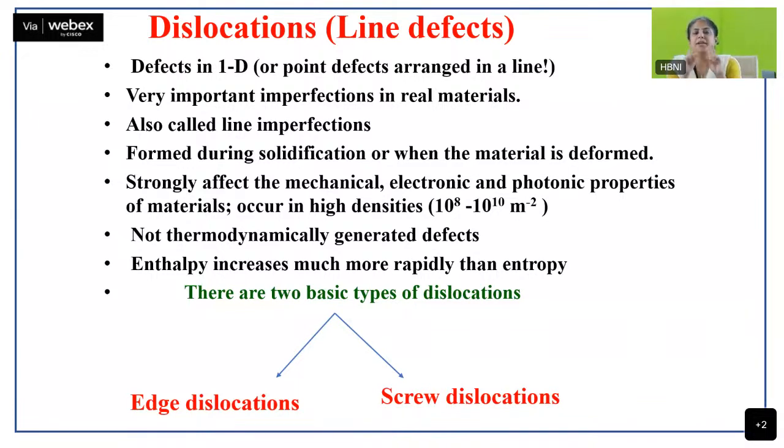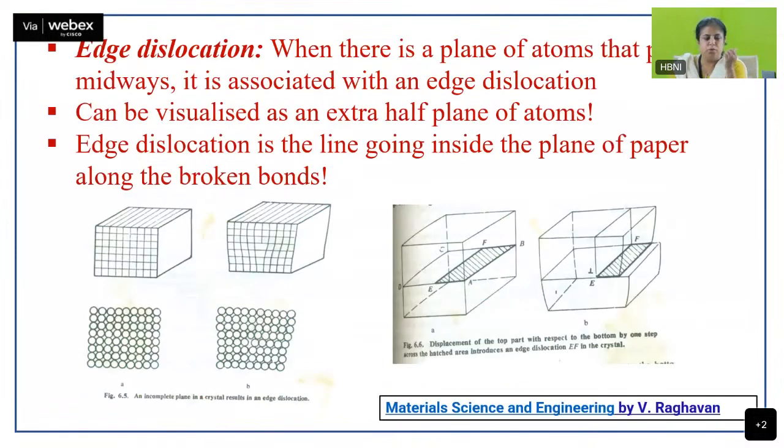We studied that there are two types of basic dislocations. One is called edge dislocation, the other is called screw dislocation. And the rest of the other line deformations that happen in the crystal can be explained by a combination of these two. Okay. So edge dislocation, I'll just repeat very briefly, is when you have a plane and that plane starts from one end of the crystal but it parts midways, then that particular line where that crystal plane finishes is your edge dislocation.